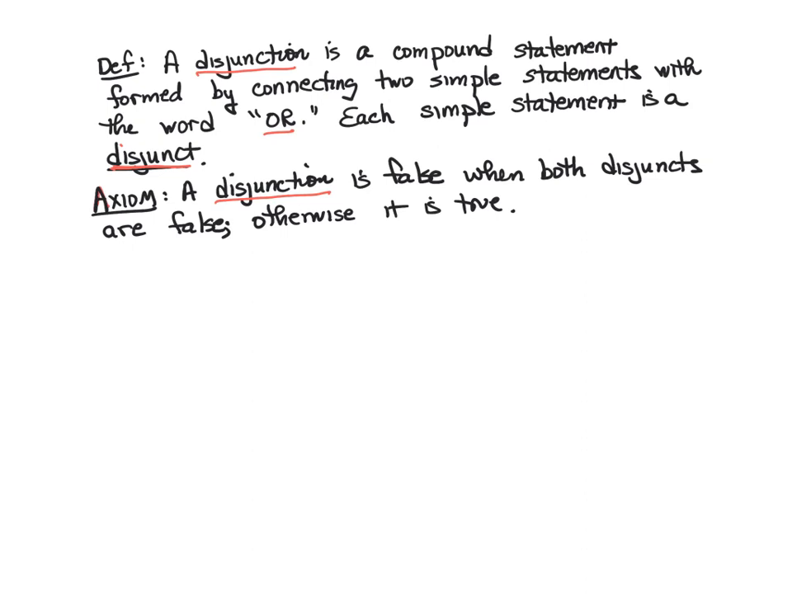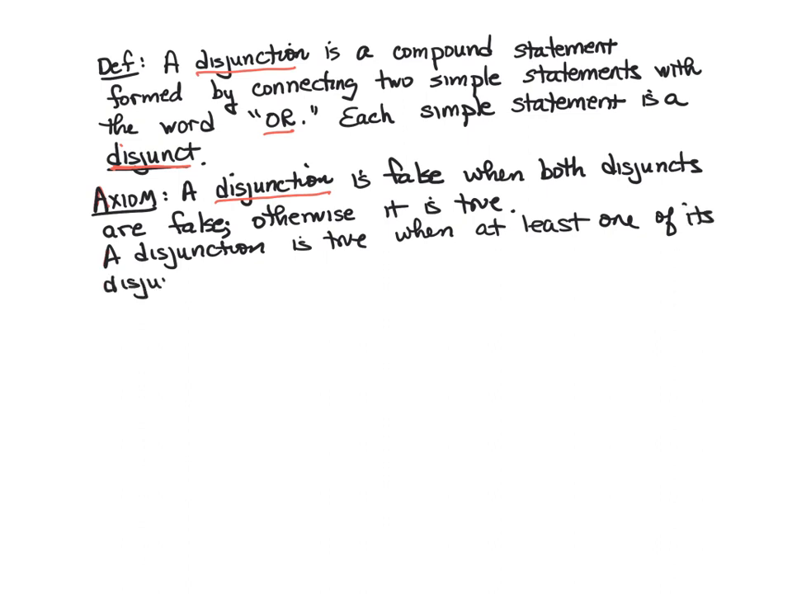Another way to say this is that a disjunction is true when at least one of its disjuncts is true. So as we said, or is a flexible connective. It's very easy to make a disjunction true. The only way to make it false is when both of the disjuncts are false.